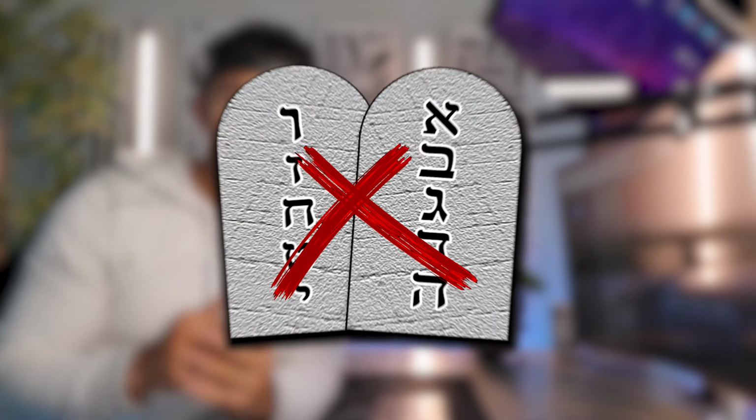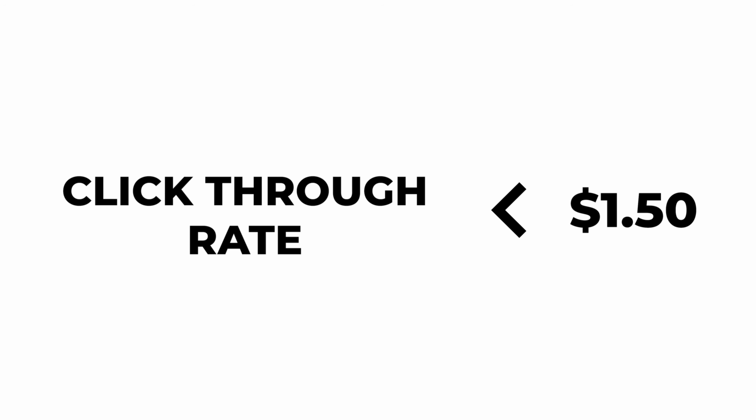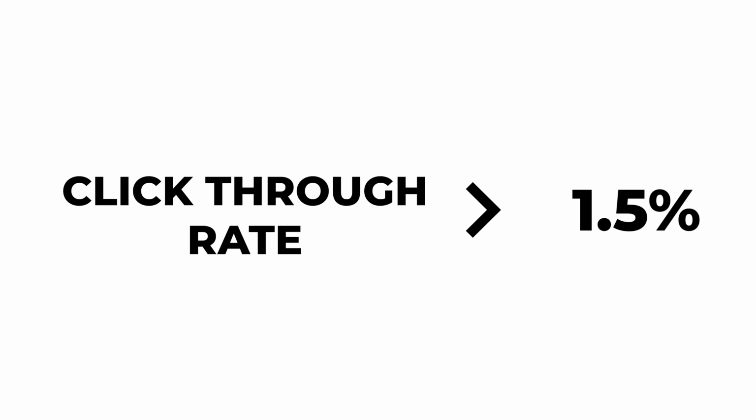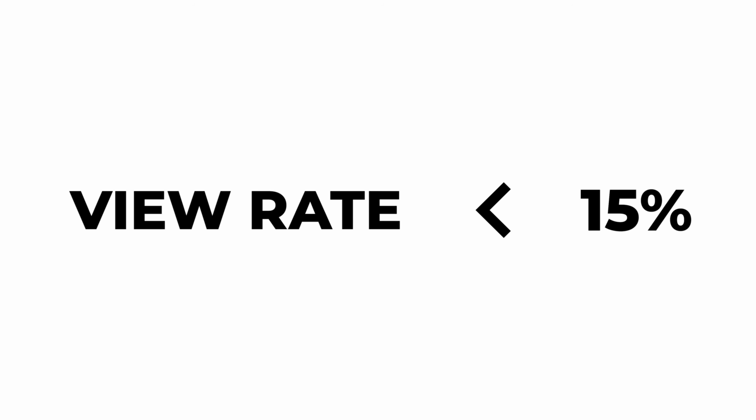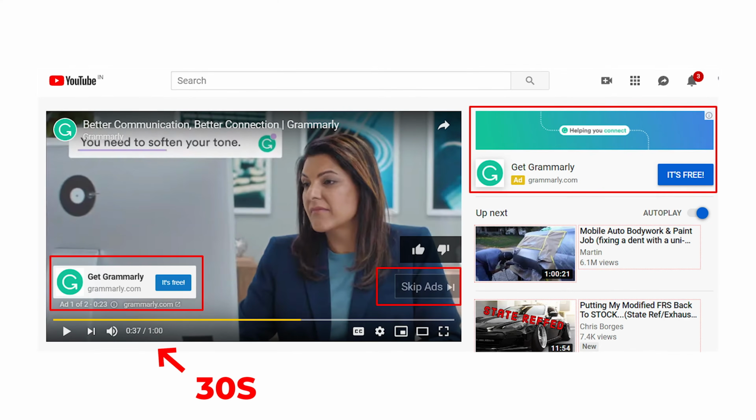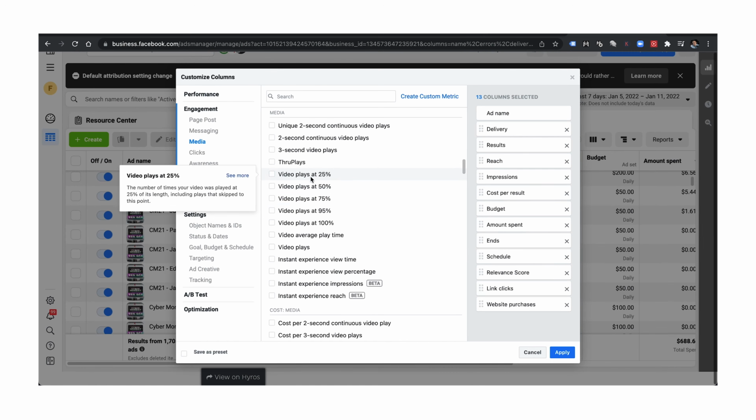But as a guideline, you should shoot to have a cost per click that is under $2, but more ideally under $1.50. A click-through rate of no less than 1%, but ideally above 1.5%. And finally, a view rate of no less than 15%, but no more than 40%. View rate is calculated by the percentage of people who watch at least 30 seconds of your ad. For Facebook ads though, this would be anyone who's watched at least 25% of the ad. Again, I'll repeat, these metrics aren't commandments, just general metrics to shoot for.